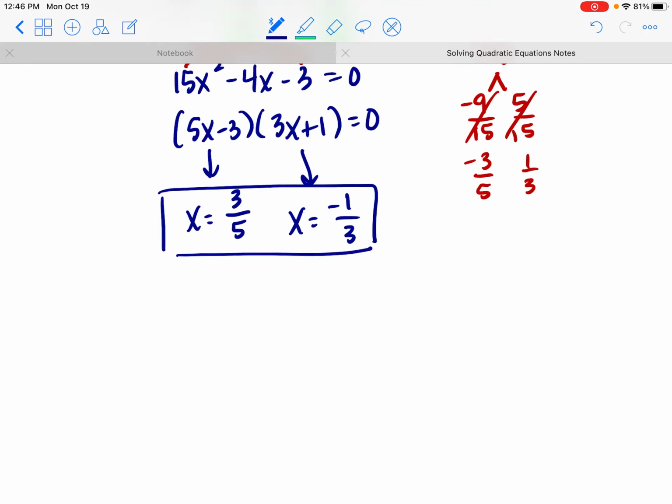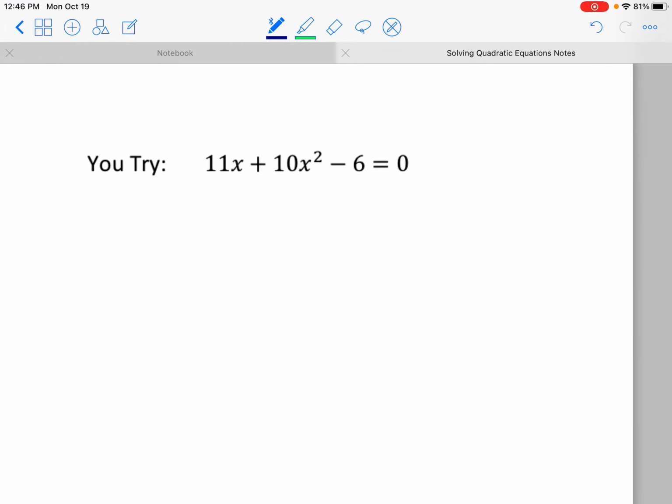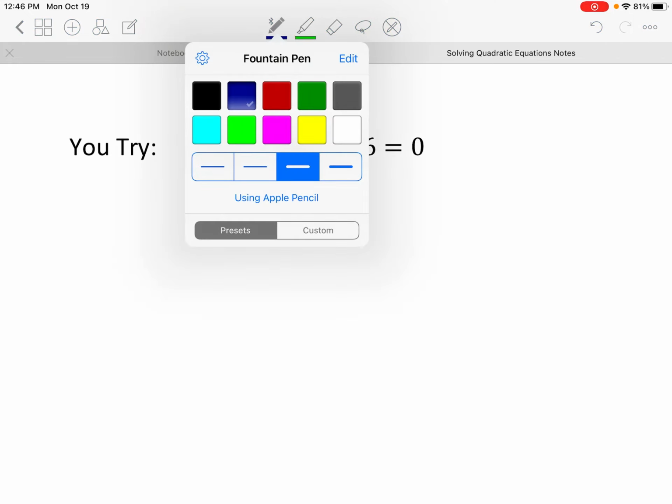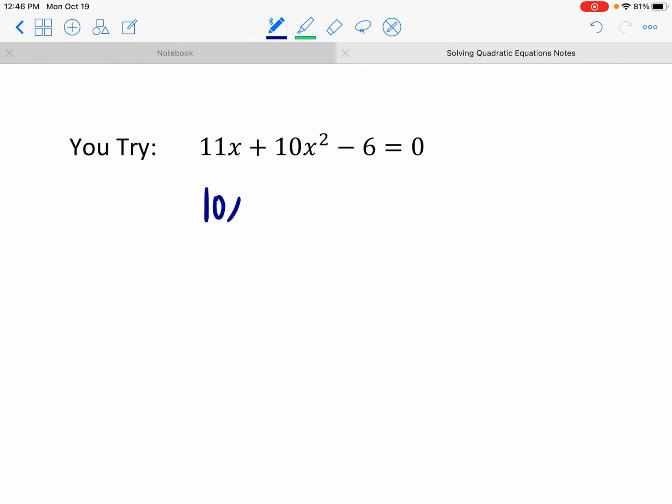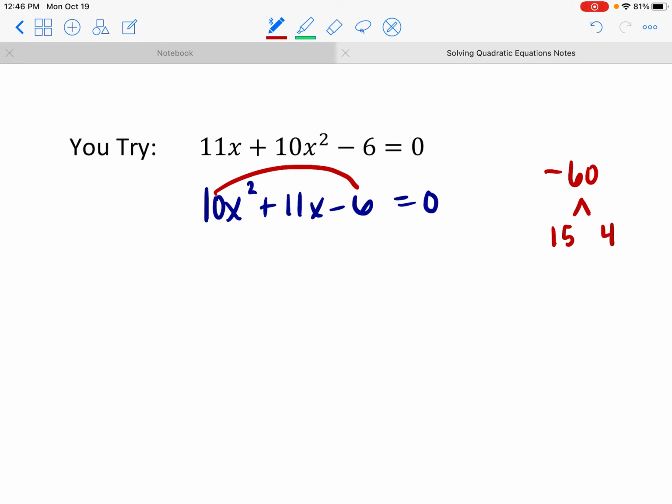Okay? And then one last guy here. Again, if you feel good about this, try it out. Here, I want to make sure, again, this is in order and then equal to 0. So 10x squared should be first. And then 10 times negative 6 is negative 60. I need factors that make 11. So let's see, I can use 15 and 4 and make the 4 negative. Those will add to 11 and multiply to negative 60.